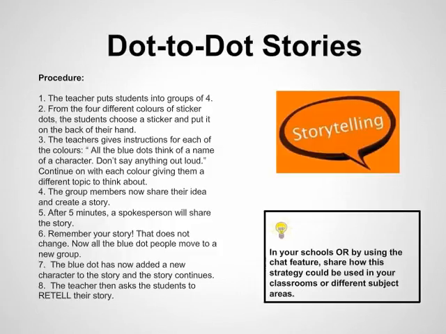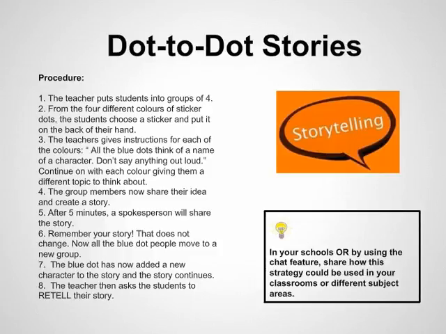So for example, all the blue dots have to think of a name of a character, but they can't say it out loud. And the green has to think about a place, and so on, so that each color has a different topic for them to think about. The group members then share their ideas that they had, and they have to create a story. After 5 minutes of creating their story, a spokesperson from their group will share their story. It's very important that you remember your story, so that it does not change.